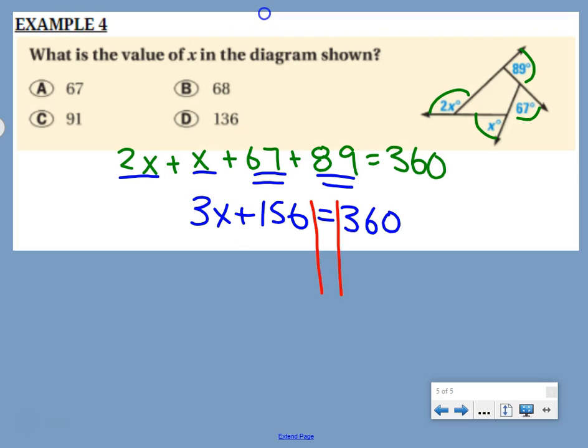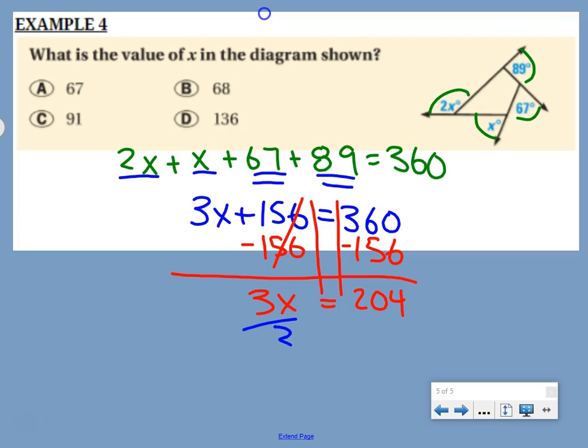Undo plus 156 with minus 156. We get 3x equals 204. Divide both sides by 3 to get x by itself. We get x equals 68. Find that answer up here, and it is B. x equals 68.